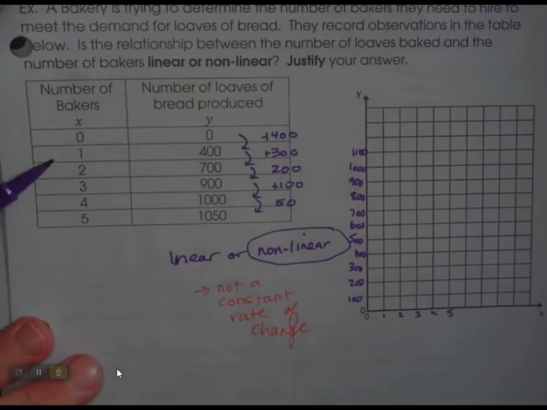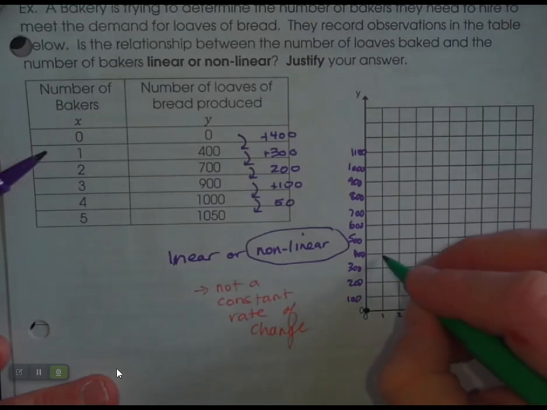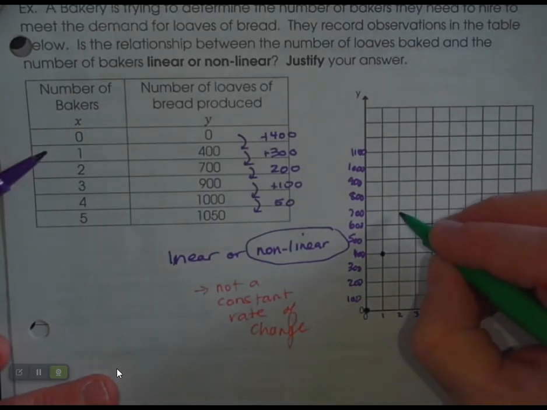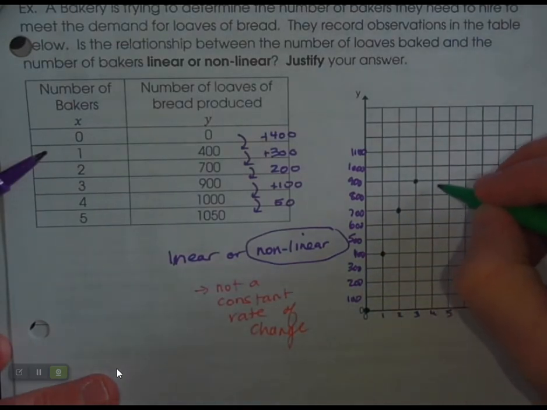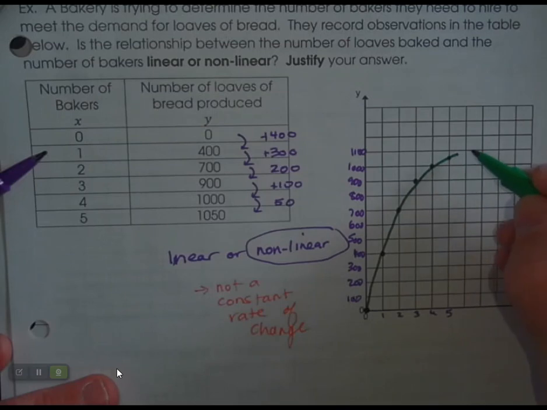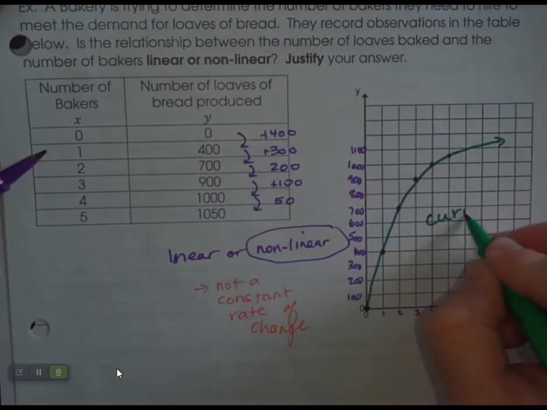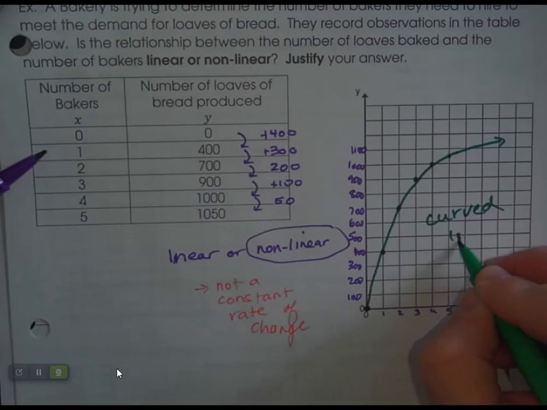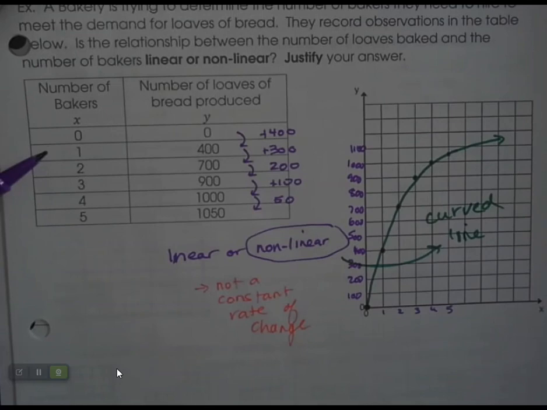All right, and then I can plot my points. 0, 0, 1, 400, 2, 700, 3, 900, 4, 1,000. All right, and if I look at that, it's going to look like that. Curved line. Again, nonlinear.